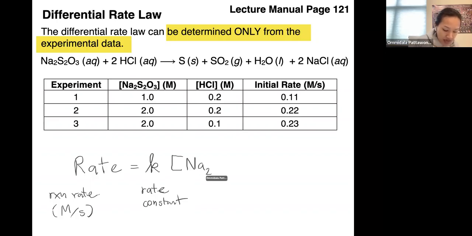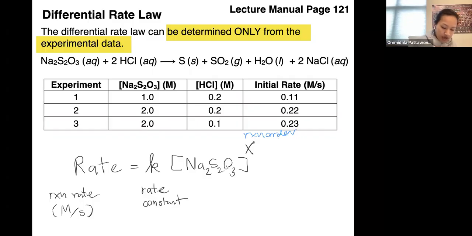It is going to be sodium thiosulfate. We raise this to a certain power, which I am going to call X. This X is what we refer to as the reaction order. It tells us how changing the concentration affects the rate.